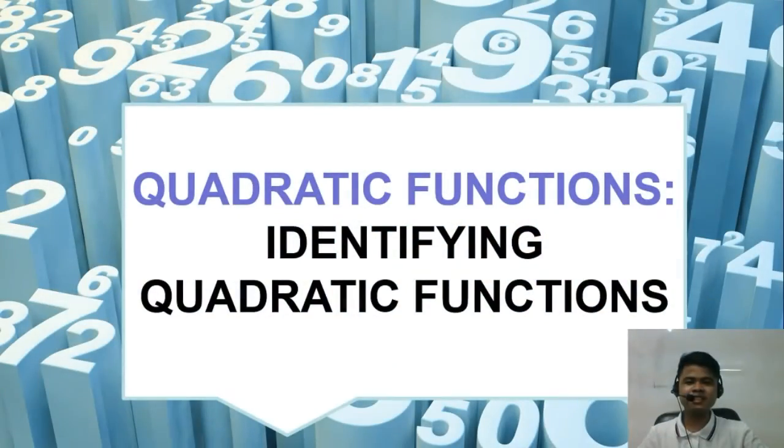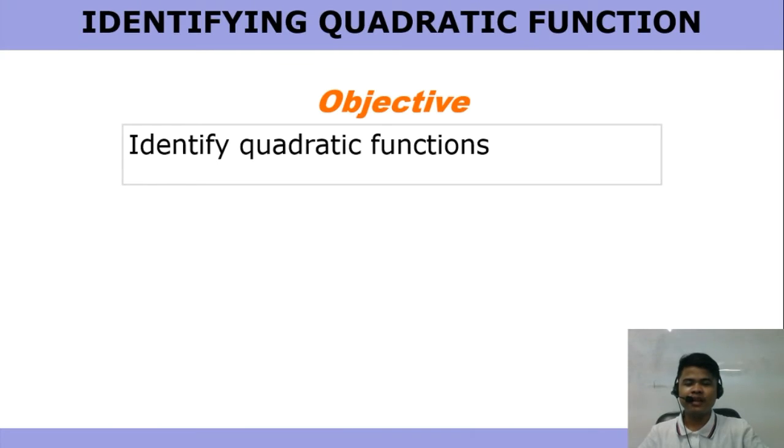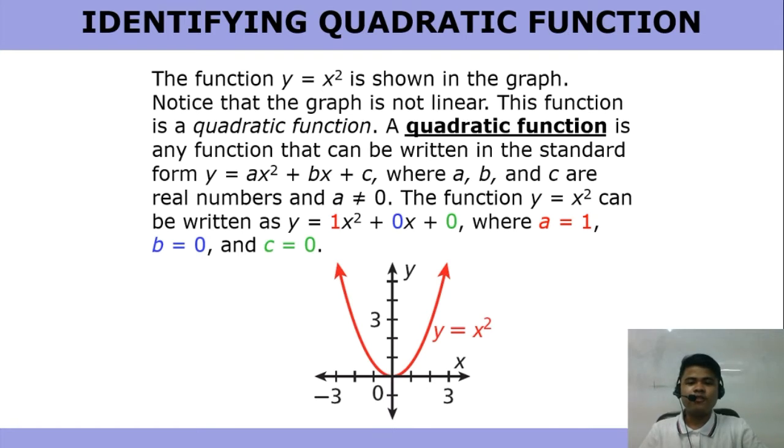Math learners. In this video, we will discuss identifying quadratic functions. Our objective is to identify quadratic functions. The function y is equal to x squared is shown in the graph. Notice that the graph is not linear. This function is a quadratic function.